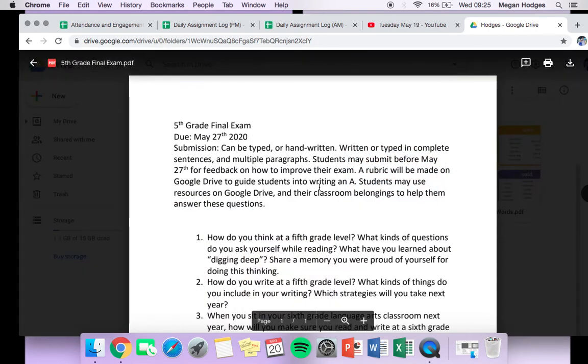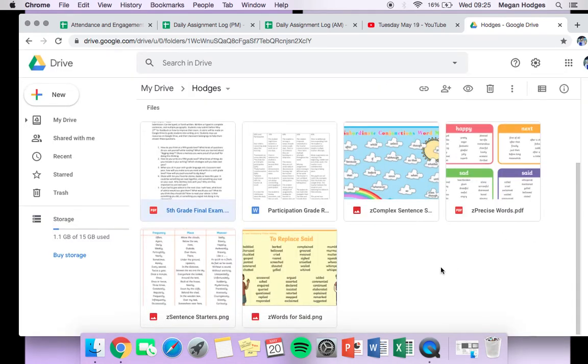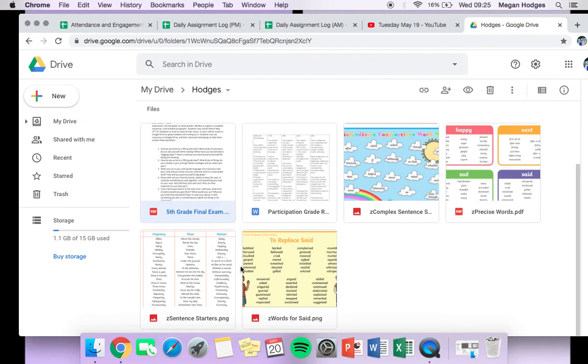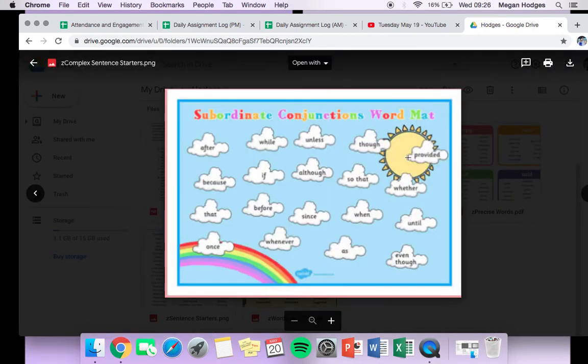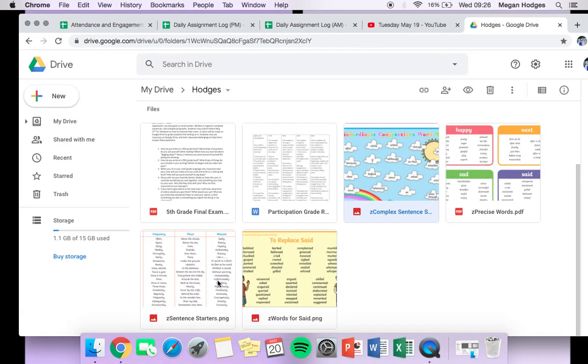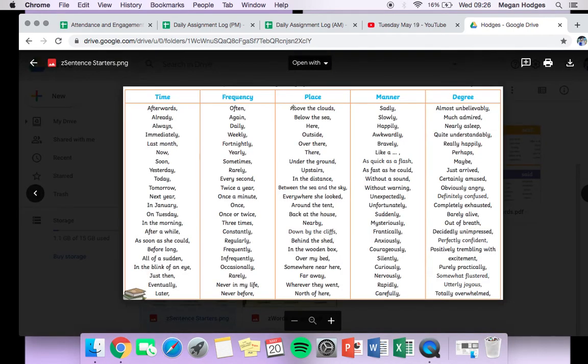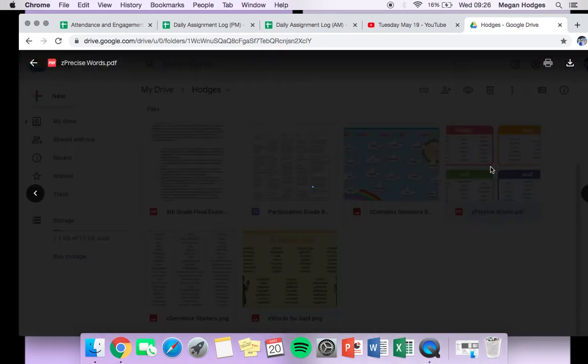Yesterday, I opened up the exam and I went through every question, reminding you that it's due the 22nd, not the 27th. But these four pictures right here, the complex sentence starters, precise words, sentence starters, and words first said, these are things that should have helped you in your story writing, but these are also things I'm expecting you to do in your final exam. Using these words at the beginning of your sentences or in the middle of your sentences to improve your writing.